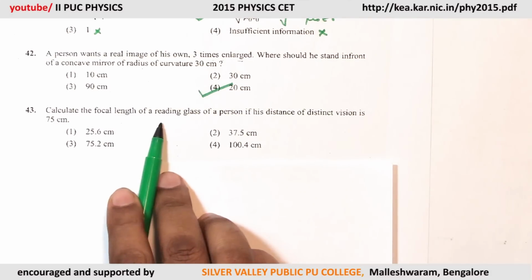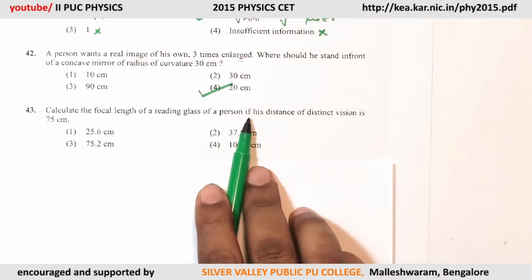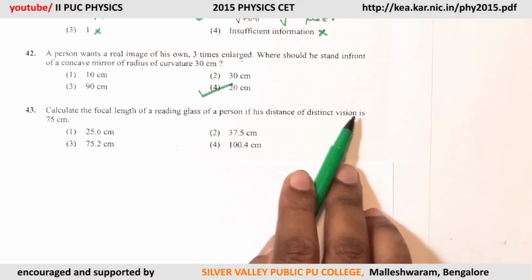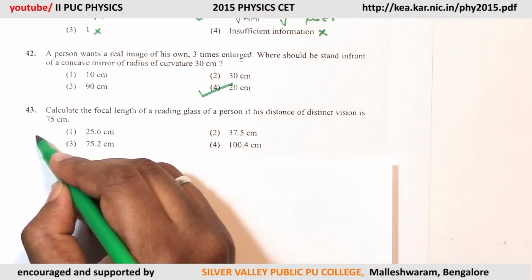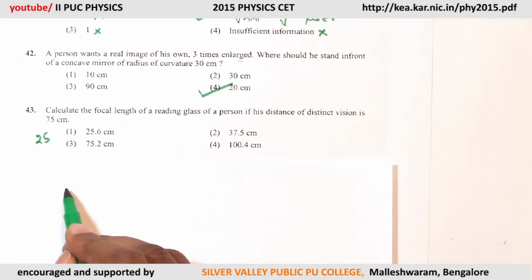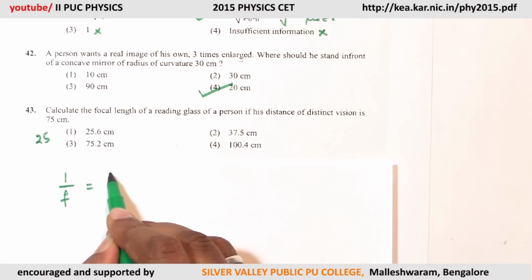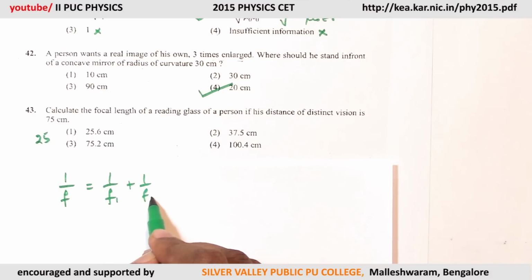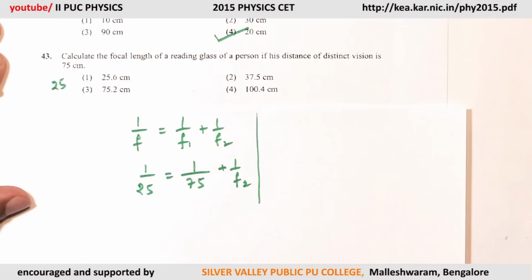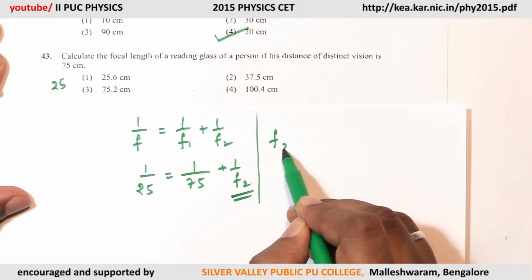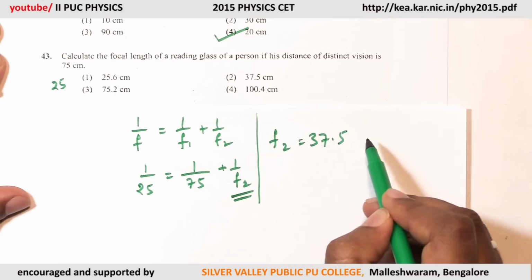Calculate the focal length of the reading glass of a person if his distance of distinct vision is 75. For a normal person, the distance of distinct vision should be 25. So 1 by F equals 1 by F1 plus 1 by F2. 1 by F is 1 by 25, 1 by F1 for his eye is 75, plus 1 by F2. And solve for F2. This F2 turns out to be 37.5.